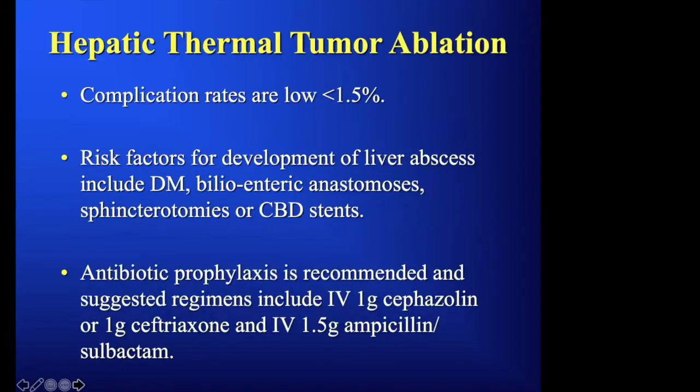So we're moving into hepatic thermotumor ablation. Complications post-procedure for these are low, with less than 1.5% recorded. The most feared complication with this again includes the liver abscess. The risk factors for developing this would include those patients with diabetes, bilioenteric anastomosis, sphincterotomies, or CBD stentings. So the prophylaxis recommended for this includes 1 gram cefazolin IV or ceftriaxone and 1.5 grams of the combination of ampicillin and sulbactam.